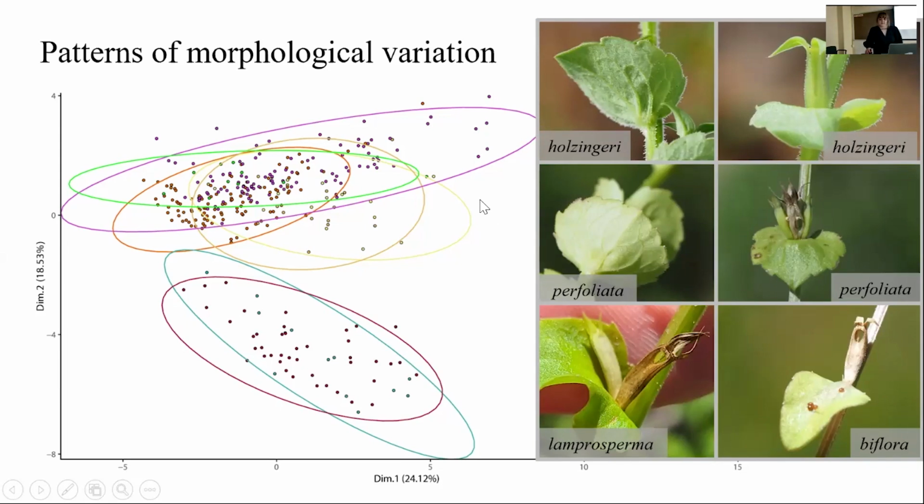So their overlap is kind of expected, but I think it is important to note that when we looked at the third dimension, despite this overlap, it did start to pull apart and form distinct groups between the species.